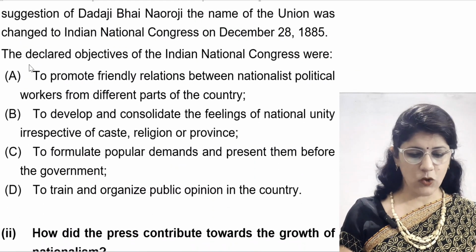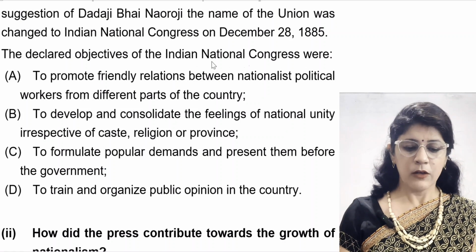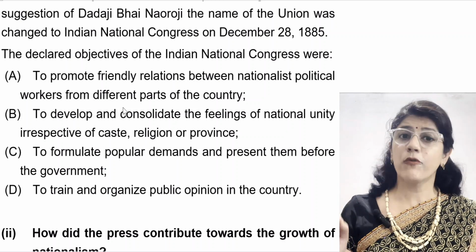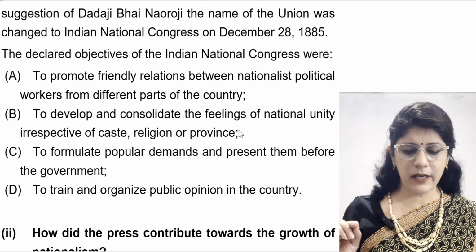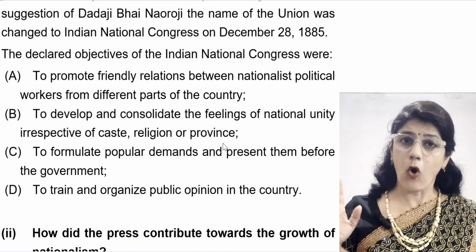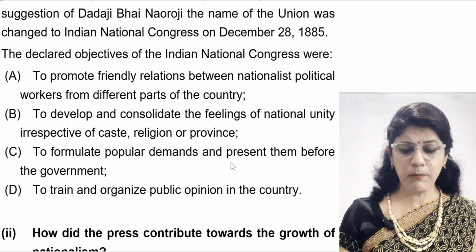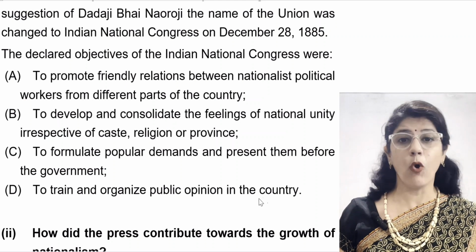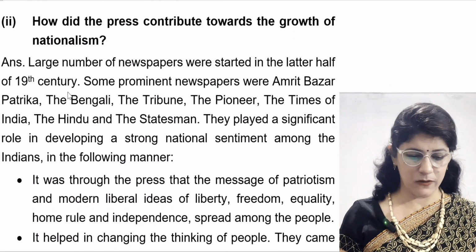Next, mention any two of its objectives. The declared objectives of Indian National Congress were to promote friendly relations between nationalist political workers from different parts of the country. Second, to develop and consolidate the feelings of national unity, irrespective of caste, religion, or province. Third, to promulgate popular demands and present them before the government. And next is to train and organize public opinion in the country. You can write any 2 points from these 4 points.